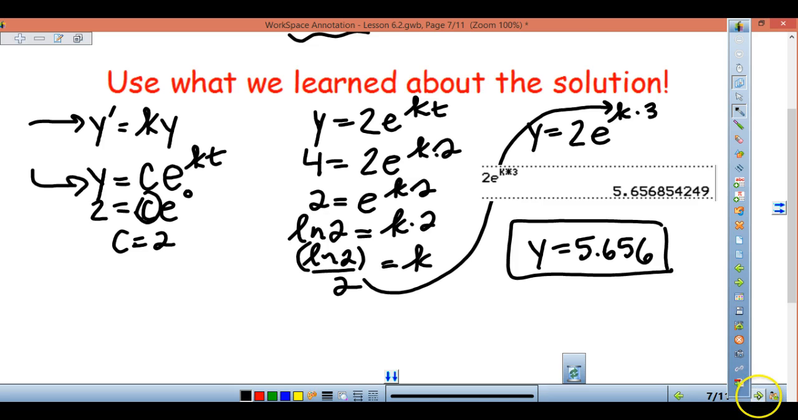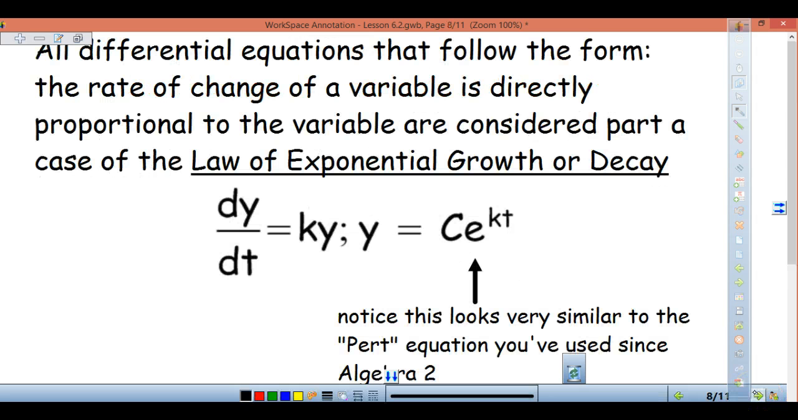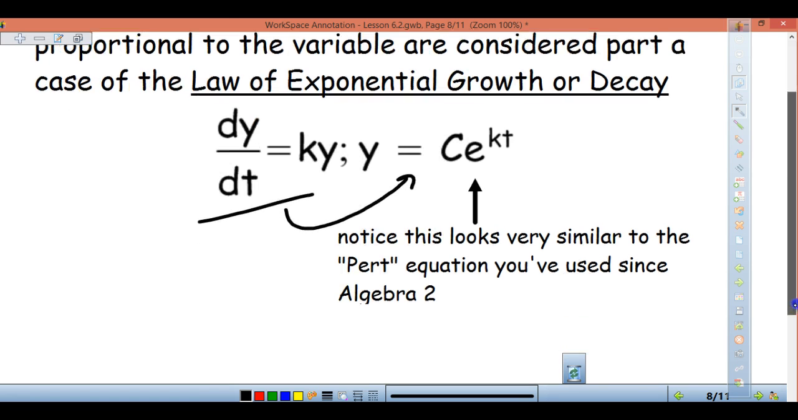All right, so let's try to formalize this. So any differential equation that follows the form that the rate of change of the variable is directly proportional to the variable is actually considered a case of the law of exponential growth or decay. So one of the reasons that we're allowed to make the shortcut is someone has proved that this will always be true. So it's a law or a theorem.